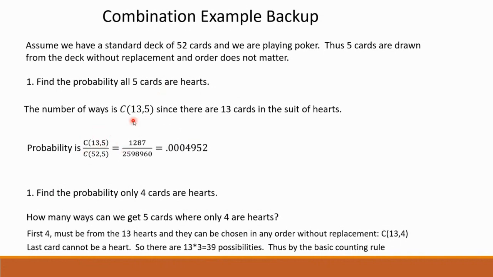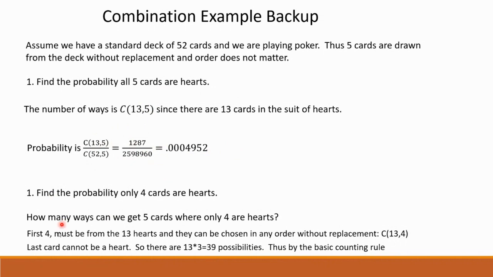The top is the number of favorable outcomes. The bottom is all possible outcomes. So we get this thing. Okay, that's cool. That was fun.